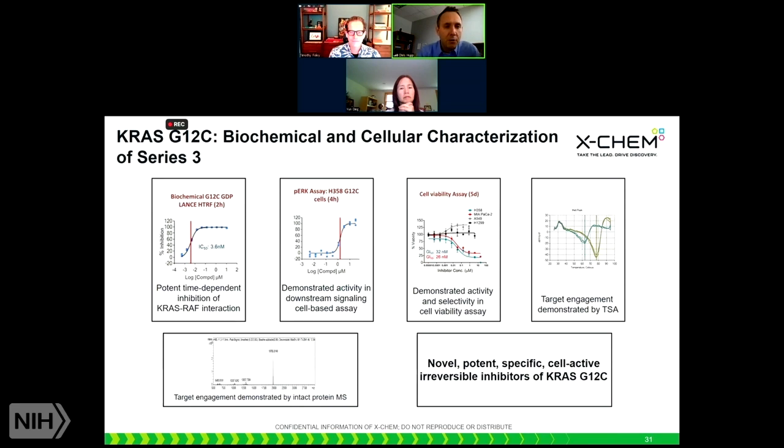We characterize these compounds quite a bit, and this slide is showing some key data on these compounds. So we identified very potent time-dependent inhibition of KRAS. These compounds get to around single-digit nanomolar. This is after a 2-hour incubation for a biochemical assay. They're also active in cell assays.